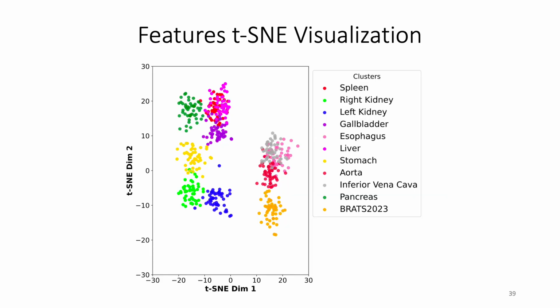Here we show a t-SNE visualization of the features of the SwinBOB model, and you can see that different classes have unique distinct groups, which indicates the utility of these features from the SwinBOB and the UKBOB dataset.